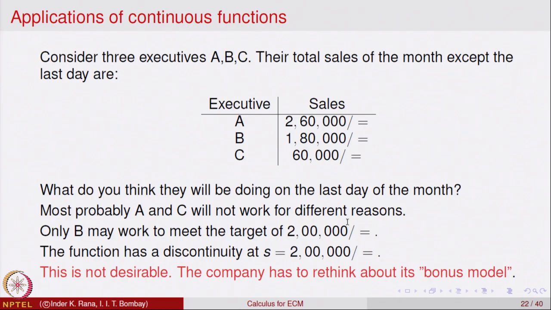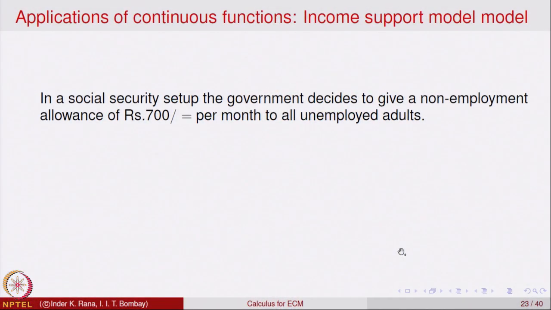So, that is how mathematics helps to make suggestions for economic changes. Let us look at another model. In a social security setup, the government decides to give a non-employment allowance of 700 rupees per month to all unemployed adults. The government, being a populist government, says that everybody who is not employed will get 700 rupees per month as an unemployment allowance.